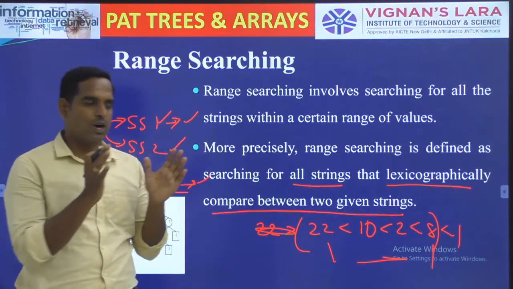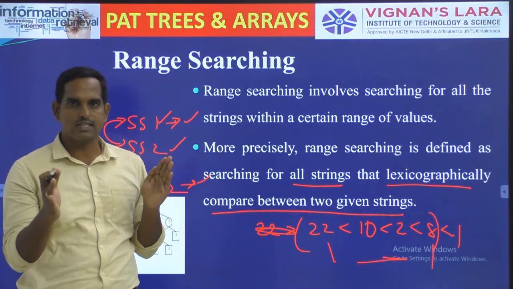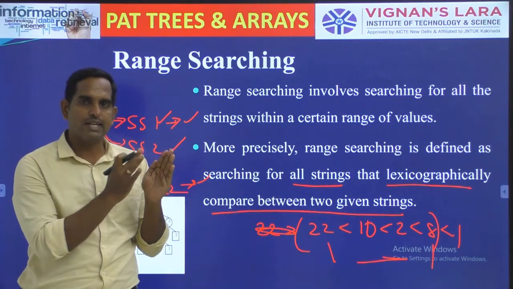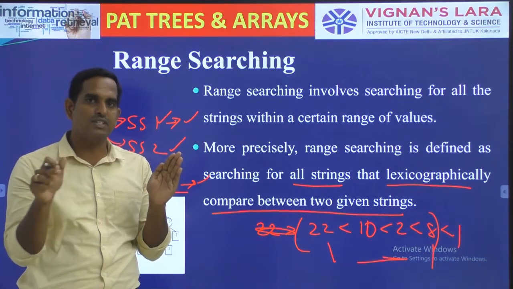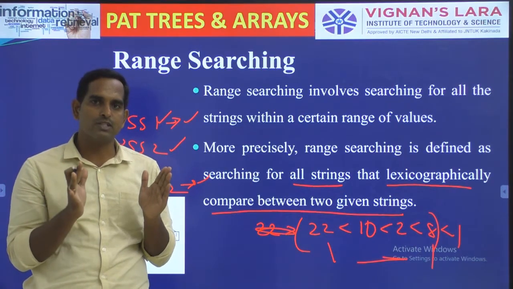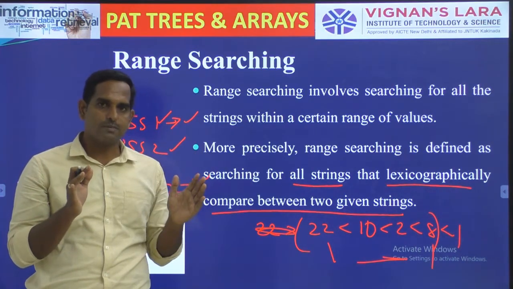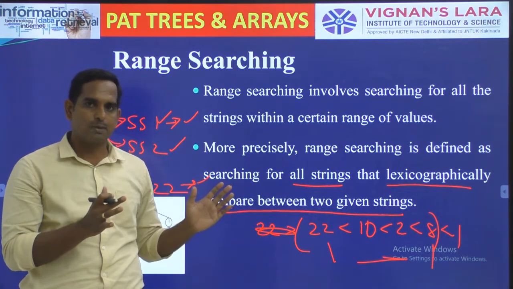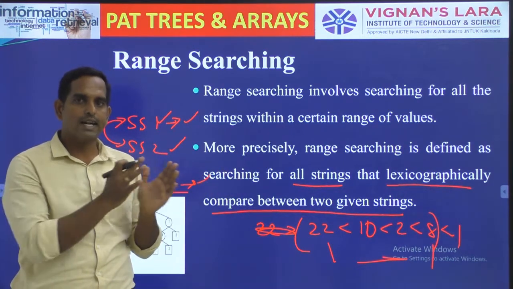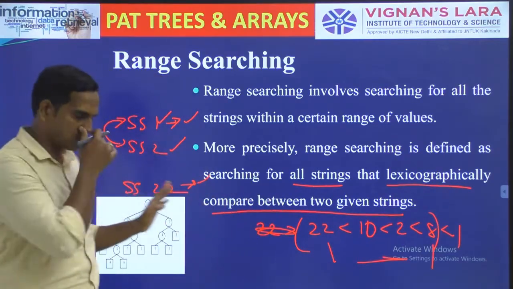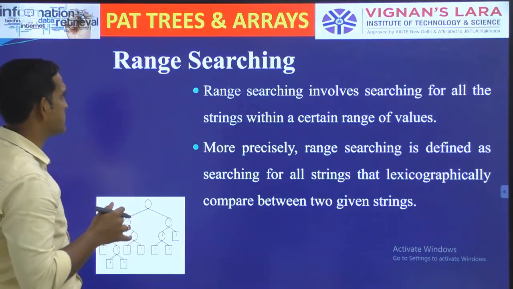Range searching means you have to take one string and a second string. You have to find all the strings which are present in lexicographical order between these two strings. In order to get the lexicographical order between these two strings, I have to do the comparison between all the strings that are possible in the particular string, and I have to sort them based upon your particular substrings. This is the range searching.